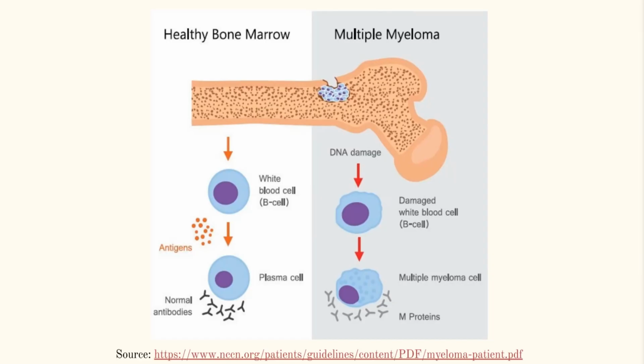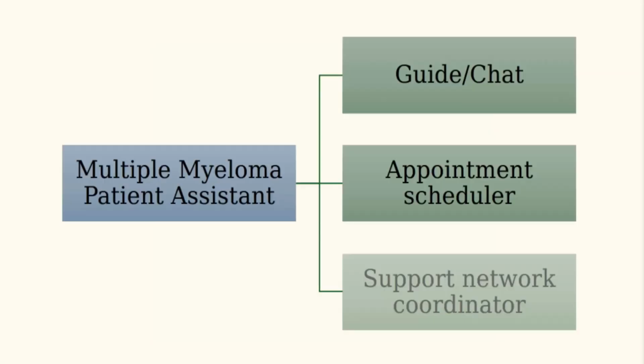With that in mind, we decided that it would be a good idea to take a look at what generative AI could do to help patients and caretakers who are going through this moment. So what we did is that we created a multiple myeloma patient assistant that has three components. The first component is a guide or a chat that is intended for patients or caretakers to get more information about the disease, try to understand what the disease is about, and ask questions about it.